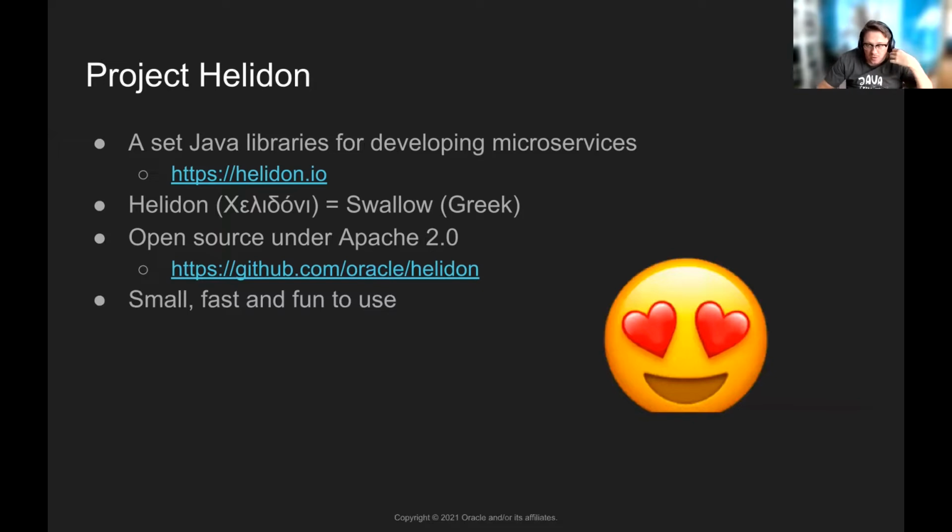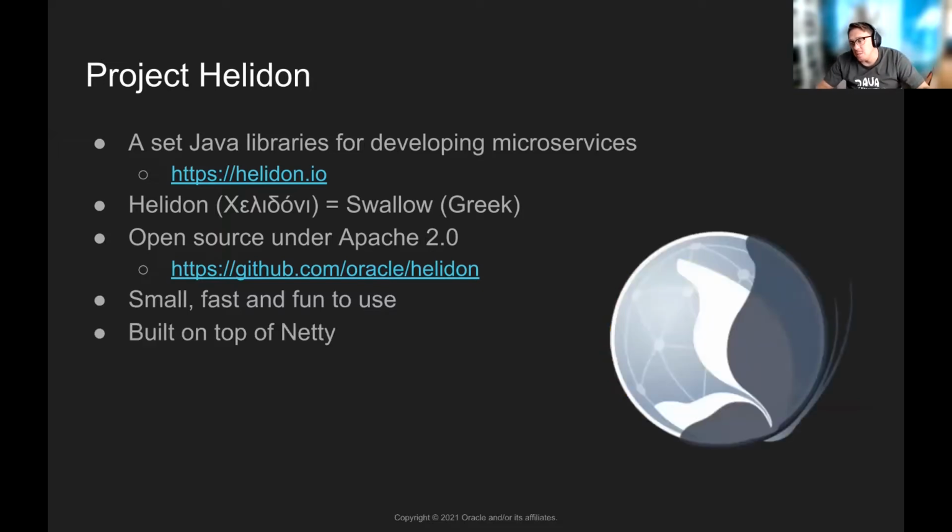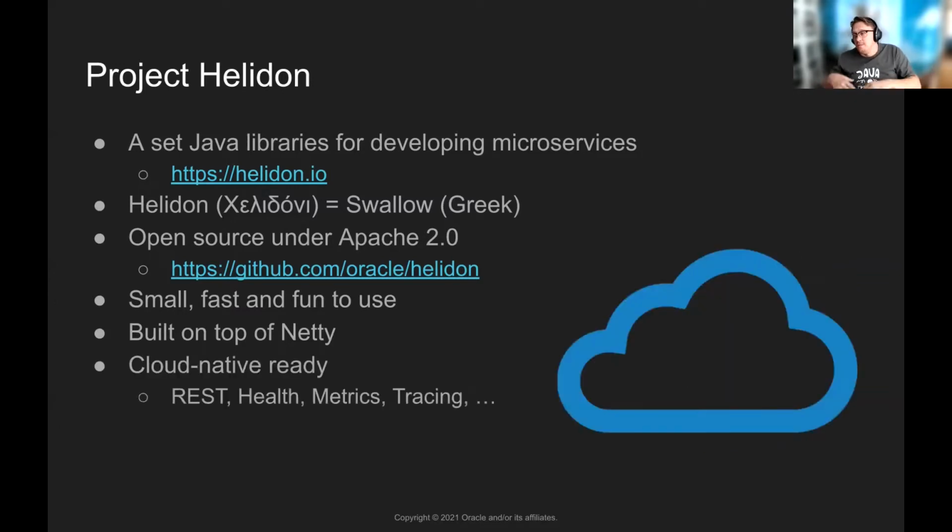As I said, it's small and fast to use because it's built on top of Netty. Netty is really small and fast, and it's asynchronous, and so are we. I'll talk about this a little bit later. And of course, microservices are not living somewhere on your machines. They are living in the clouds, and that's why Helidon is very much cloud native ready.